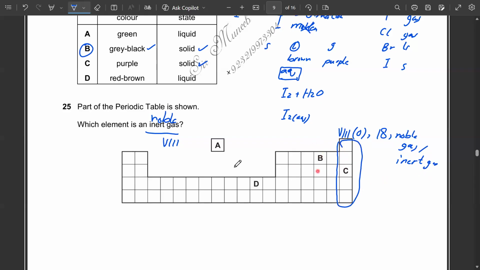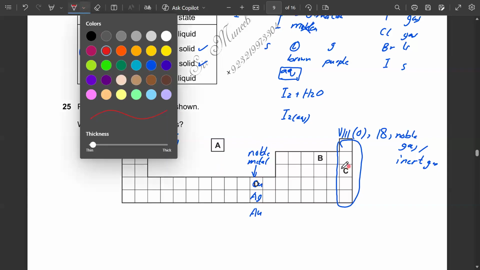And noble metals, where are the noble metals? Noble metals are present over here: this one is copper, this is silver, and this one is gold. So these are noble metals. By noble, we mean inert. They are inert metals. So the correct option of this question is C.